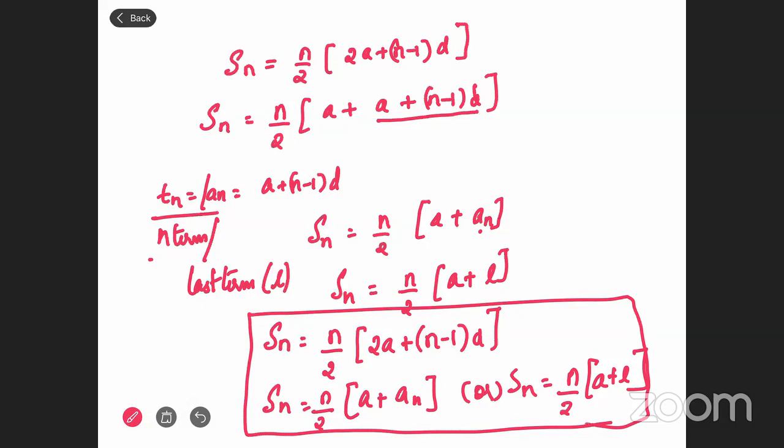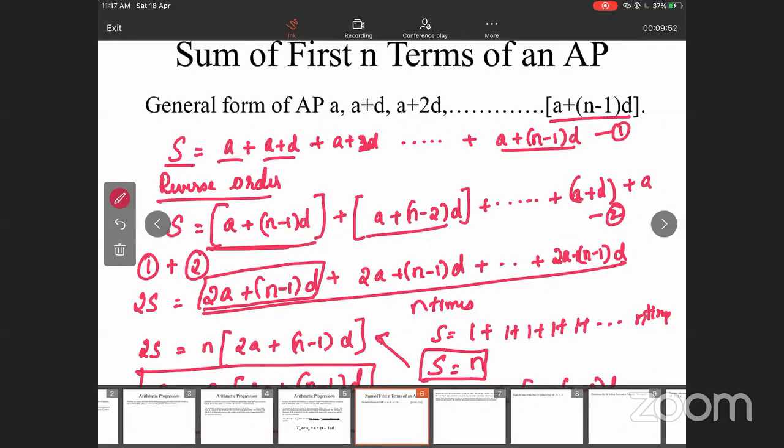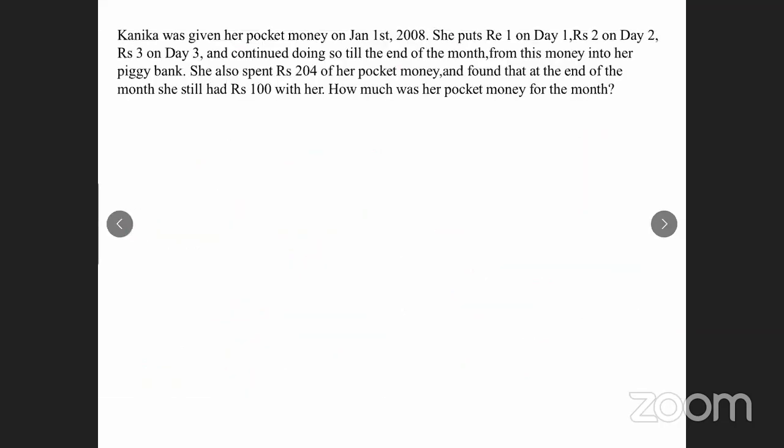Chalo, we'll see one question based on this so that everybody understands the concept. For example, Kanika was given pocket money on Jan 1st, 2008. She puts 1 rupee on day 1, 2 rupees on day 2, 3 rupees on day 3, and continues so on up till the end of the month.